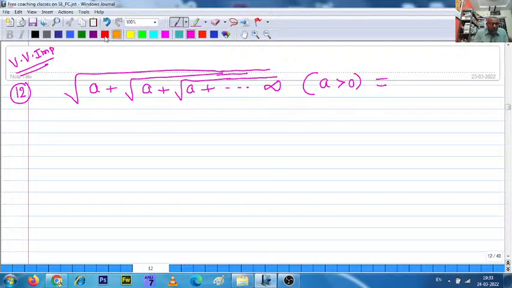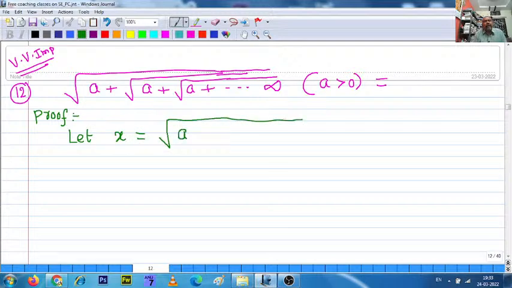So I will give the proof for this one also. The derivation also I will give. See what is the proof? How to find out the proof? Let us say this value is equal to x. x is equal to root of a plus root of a plus root of a and so on to infinity, you can write it.